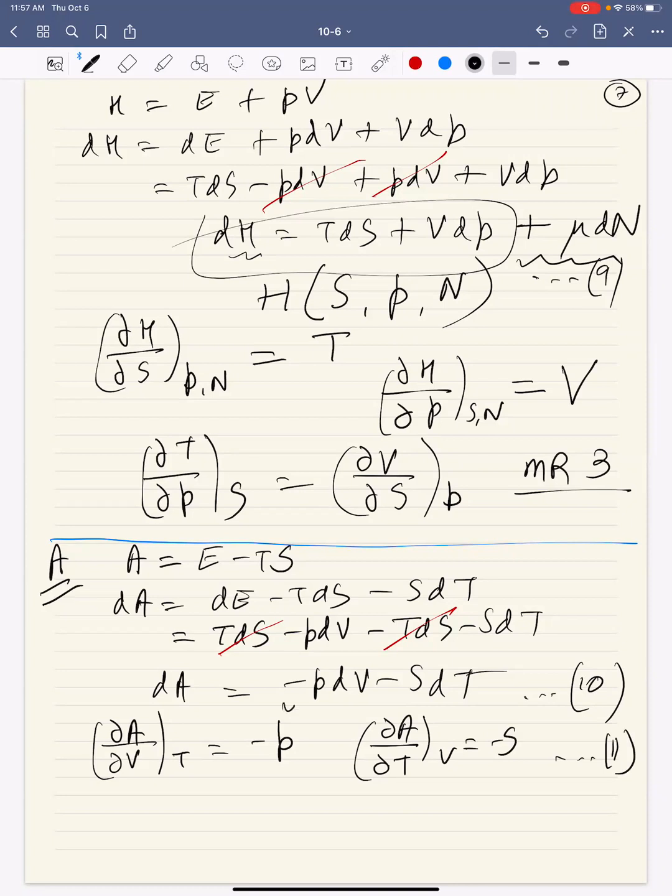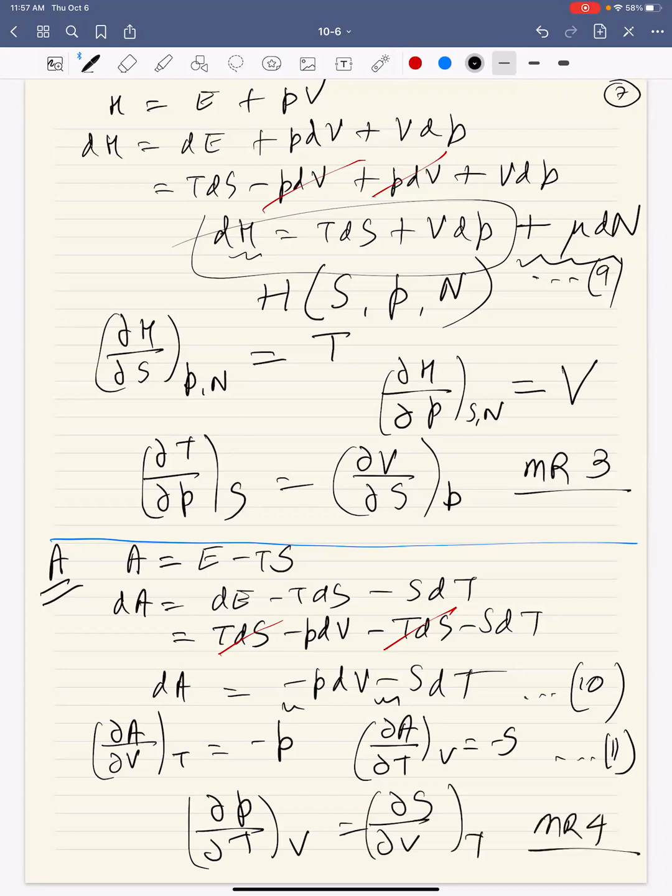Both have minus over here, so the minus minus cancel out. It becomes partial P by partial T at constant V is equal to partial S by partial V at constant T. And this is Maxwell relation number 4. Okay.